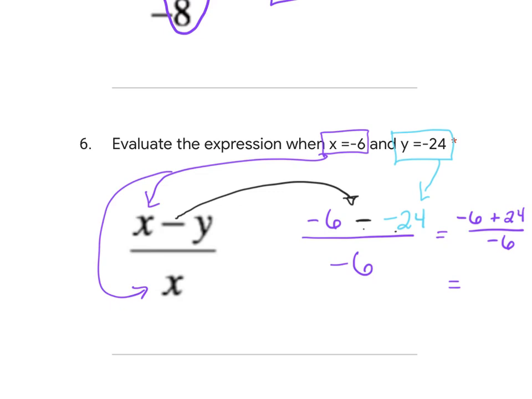So then I would get 18. And are there more positives or negatives? There's more positives, so my answer is going to be positive on the top. And then I keep the negative 6 on the bottom here. Okay, so a positive 18 divided by a negative 6 is a negative 3. So my answer is negative 3.